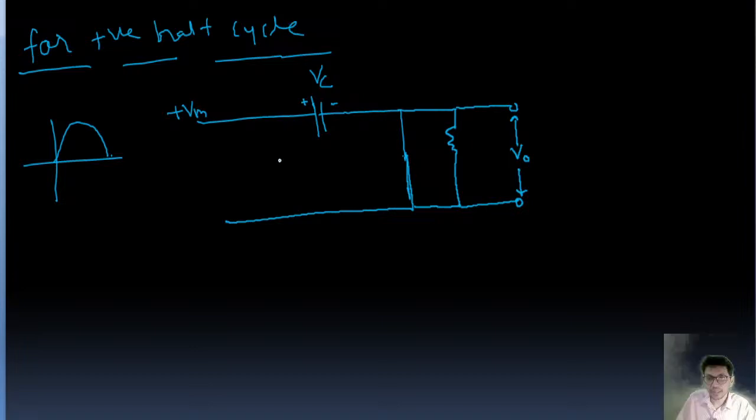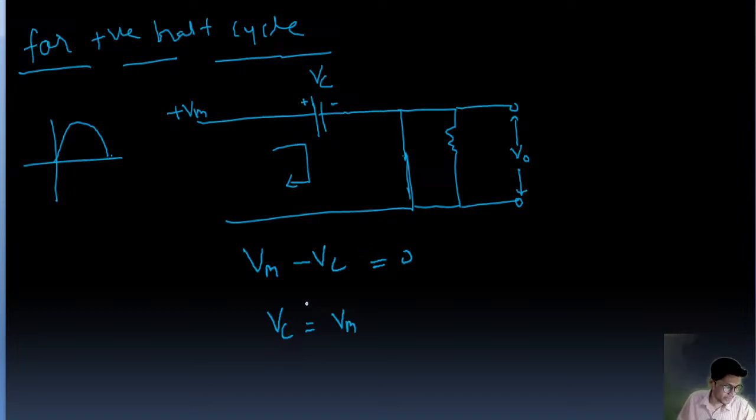Now in this circuit, if we use KVL, this input voltage is Vm, guys. Vm minus Vc is going to be equal to 0. So it means Vc is going to be Vm, right? This is for the plus half cycle.